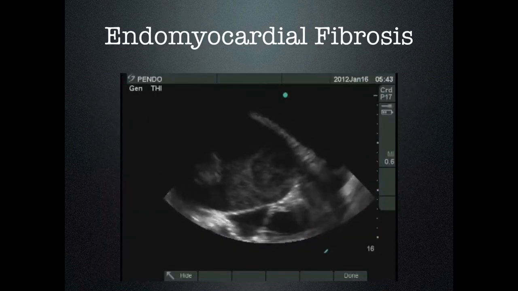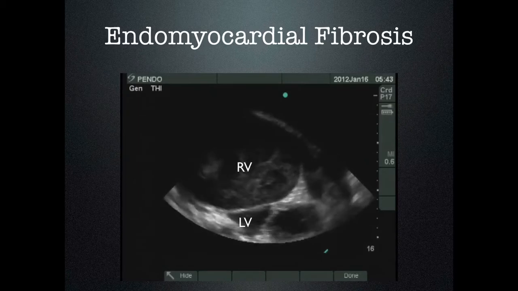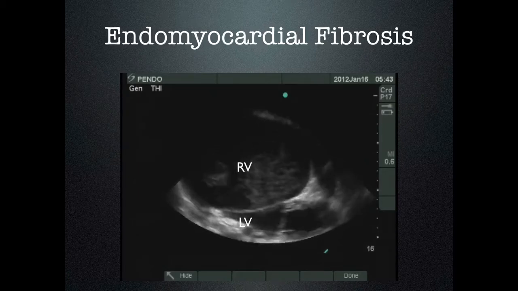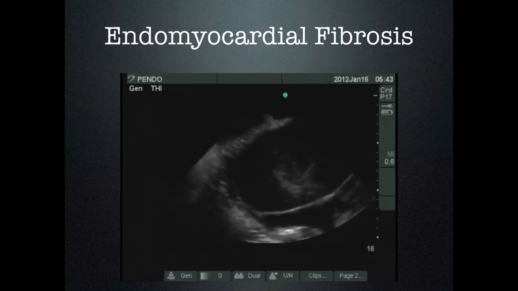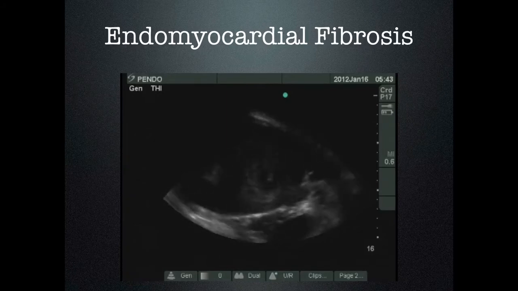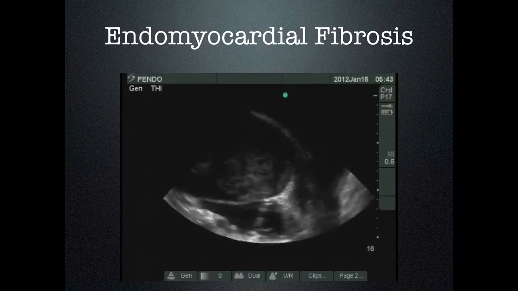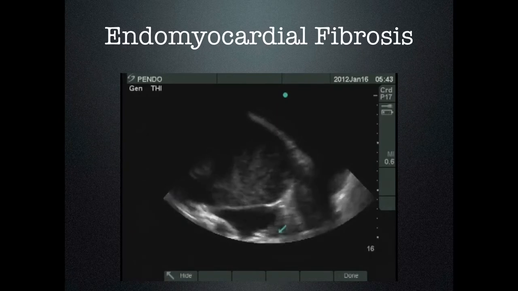This is an end-stage EMF patient. This is a subcostal view. The right ventricle is very enlarged with spontaneous contrast as well as a thrombus. And the LV is being pushed or squeezed, not allowing good blood flow because the RV is so large. This is an end-stage patient.